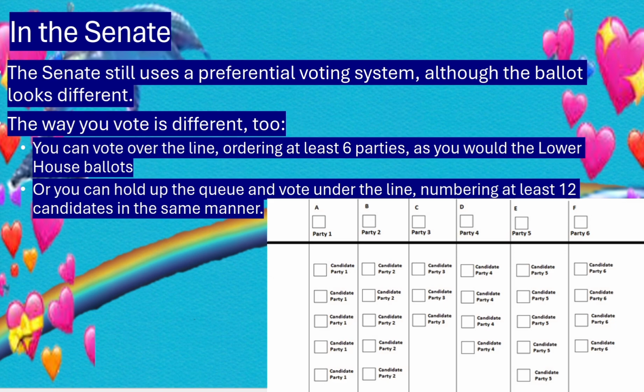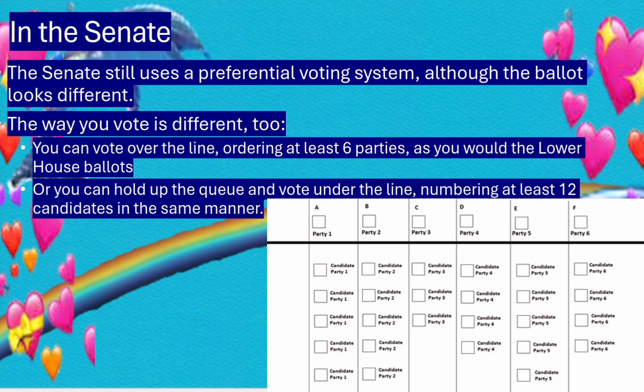So you can vote over the line, which is like here, up there. I don't know if you can see the cursor, but over the line is exactly what it sounds like. You've got to order at least 6 parties, as you would in the lower house ballot. So maybe I want to put the Kill All Puppies party last and the Cupcakes for Everyone party first. Just a point of personal preference. That's as simple as it sounds.